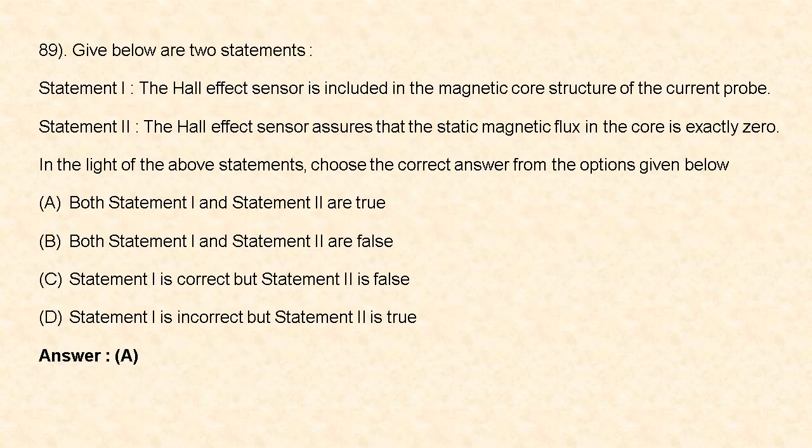Next question. Given below are two statements. Statement 1. The Hall effect sensor is included in the magnetic core structure of the current probe. Next statement. The Hall effect sensor assures that the static magnetic flux in the core is exactly 0. Here if you see, both statement 1 and statement 2 are true. Hence option A is the correct answer.